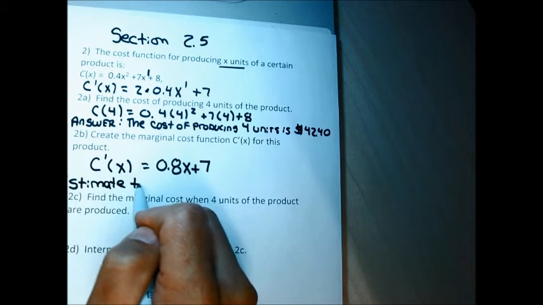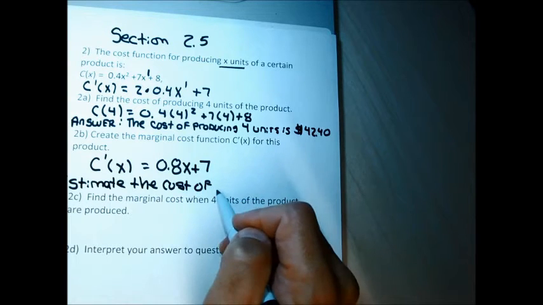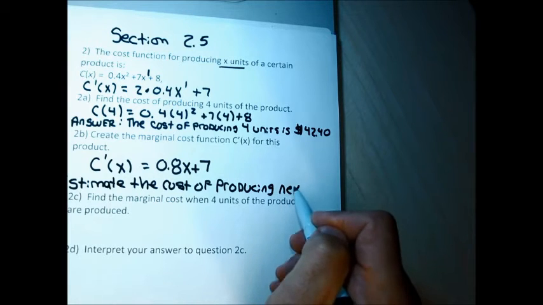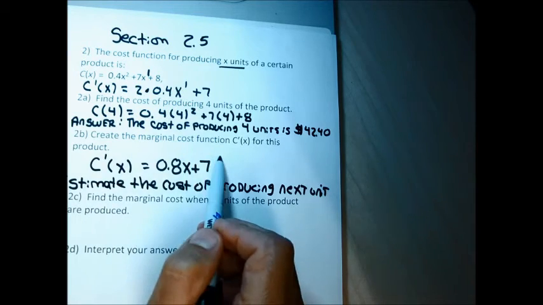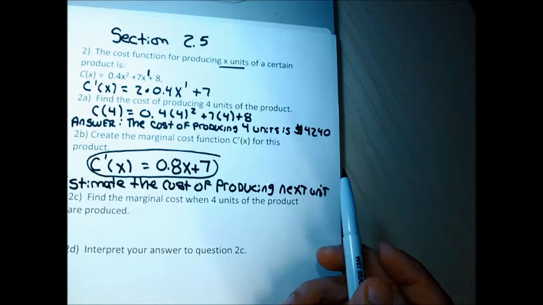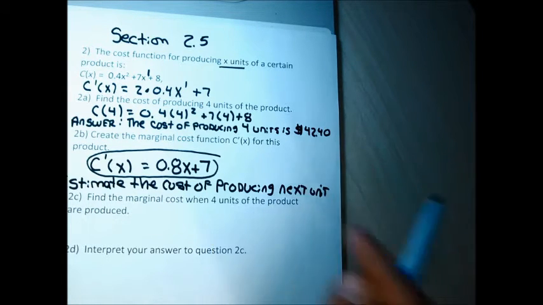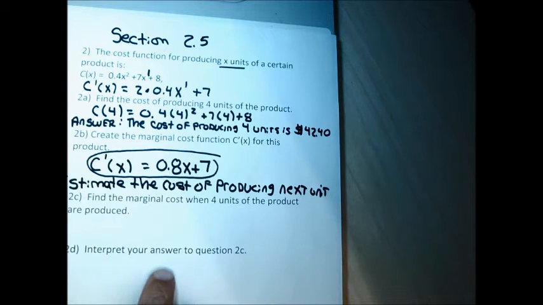the cost of producing, I'll say, the next unit of the product. And that's all there was to do for part B, is to find the derivative. Part C says find the marginal cost when 4 units are produced. Part D says interpret the answer. Interpreting the marginal cost when 4 units are produced, the answer that I get to part C is going to be what the cost of producing the 5th unit is going to be.